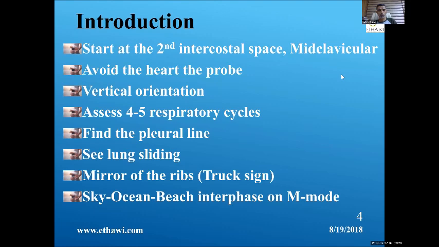So how do we look for pneumothorax? We should start in the second intercostal space at the mid-clavicular line, placing our transducer a little bit away from the heart. It's better to put it in a vertical orientation than alongside the ribs. We need to assess about 4 to 5 respiratory cycles. We need to find the pleural line and see the lung sliding. We also have to see the mirror image of the ribs, and the sky-ocean-beach interface when we put on M-mode.